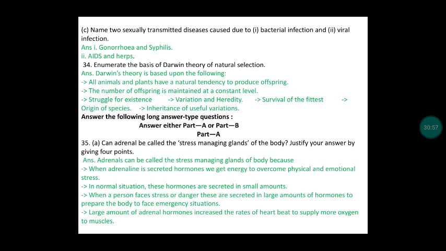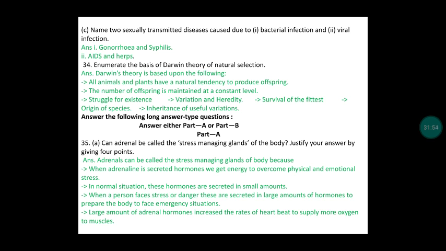Name two sexually transmitted diseases caused by bacterial infection and viral infection. For bacterial infection, it will be gonorrhea and syphilis. And for viral infection, it will be AIDS and herpes. Enumerate the basis of Darwin's theory of natural selection. Darwin's theory is based upon the following. All animals and plants have the natural tendency to produce offspring. The number of offspring is maintained at a constant level. Struggle for existence, variation and heredity, survival of the fittest, origin of species, inheritance of useful variation.